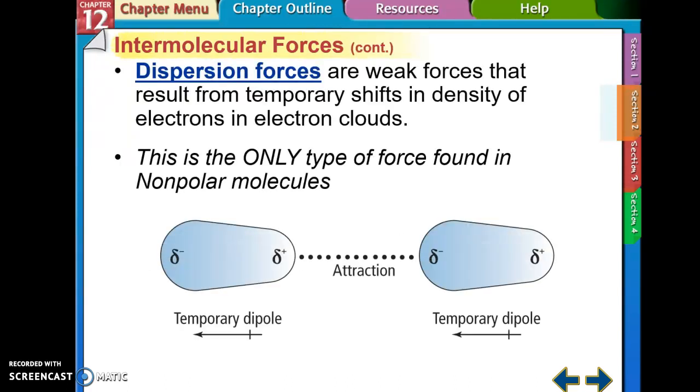So our first intermolecular force is a dispersion force. These are super weak, and they only happen when you have a temporary shift. These are found in what are called nonpolar molecules. So remember when we use the electronegativity, if they have the same electronegativity or very close to each other, you're going to have dispersion forces.